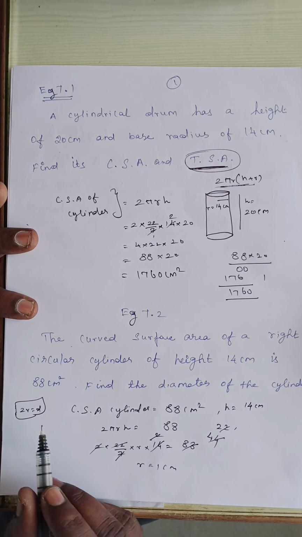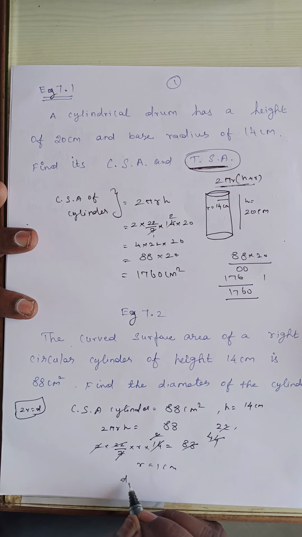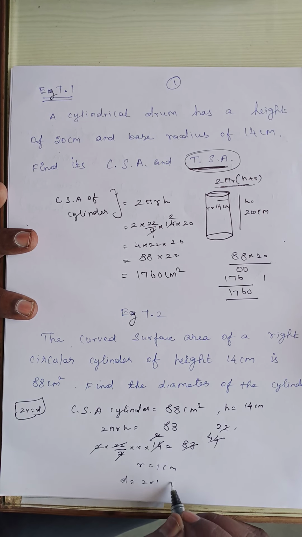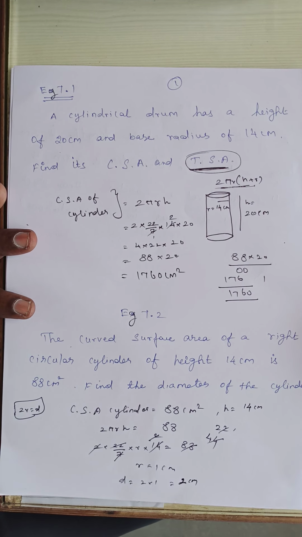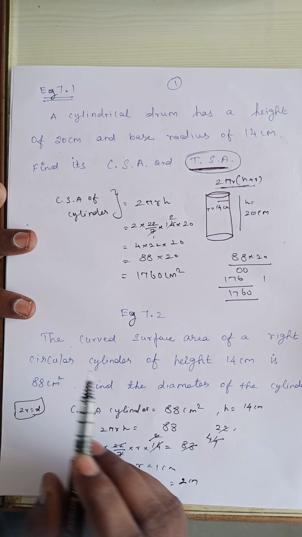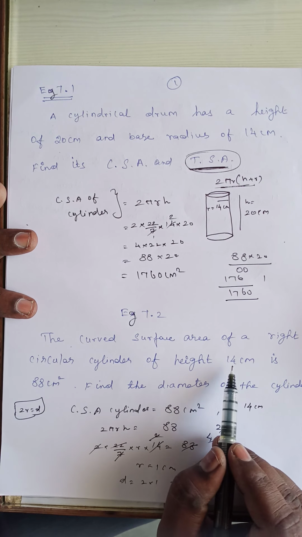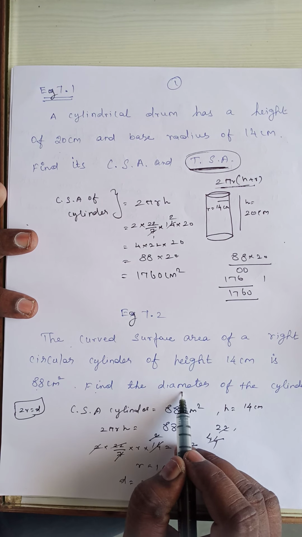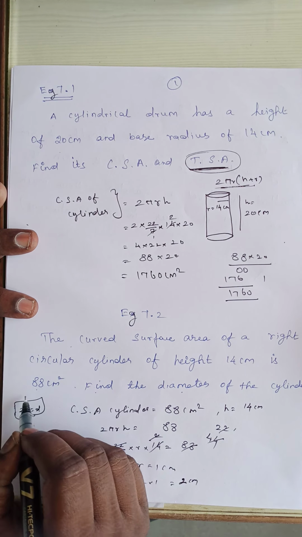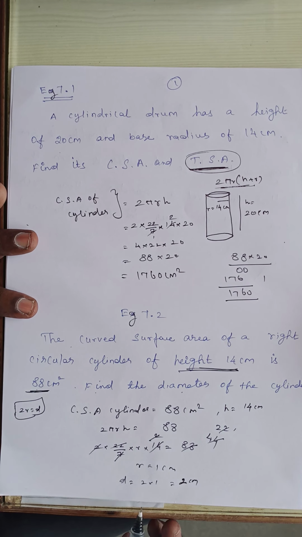So already we know that 2R equal to diameter, D equal to 2R. So diameter is 2 into 1, that is equal to 2 centimeter. Once again, I explain. The curved surface area of a right circular cylinder of height 14 centimeter is 88 centimeter square. Find the diameter of the cylinder. It is given the curved surface area and the height, so find out the diameter of the cylinder.